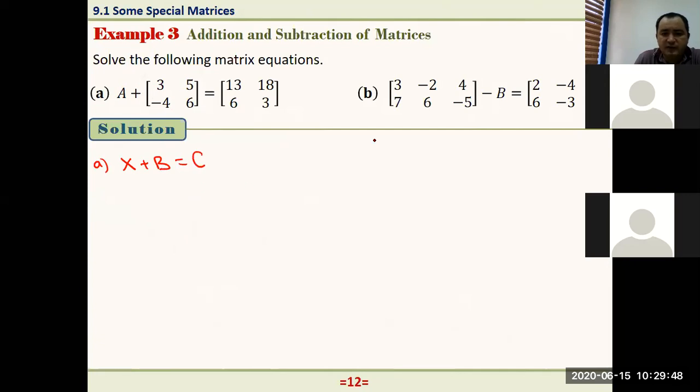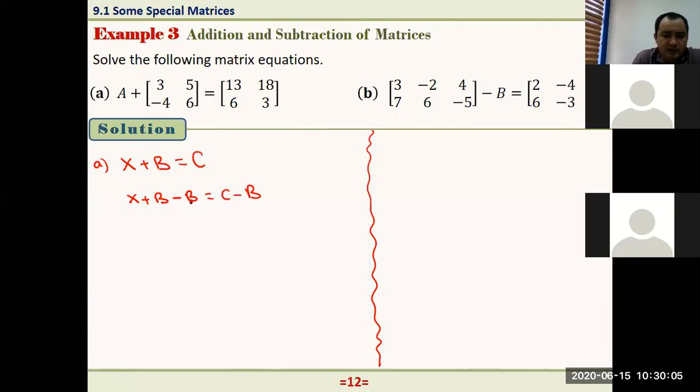And how do you solve this matrix? It is similar to our linear equation. To solve this one, I should just do this operation, right? X plus B minus B, and C minus B.